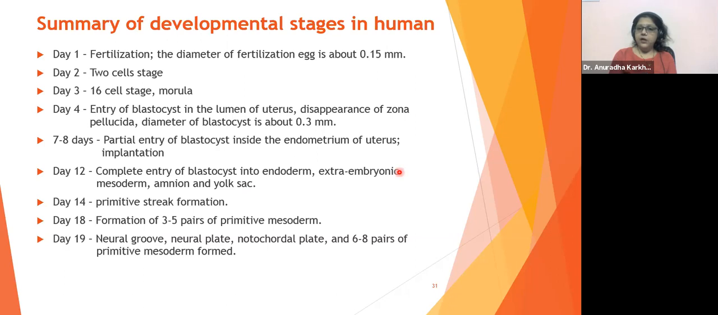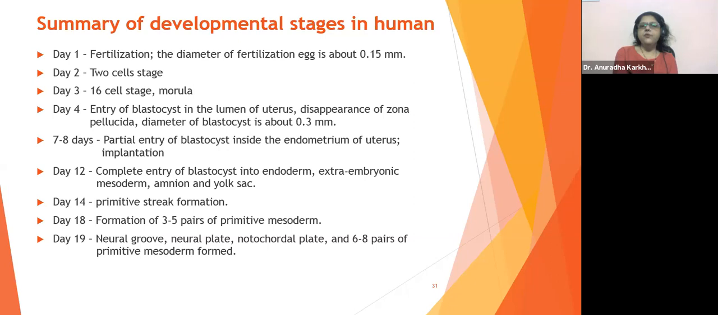That is going to be what? Implantation. Disappearance of zona pellucida. Diameter of blastocyst is about 0.3 mm. 7 to 8 days, partial entry of blastocyst inside the endometrium of the uterus, which is actual true implantation. Day 12, complete entry of the blastocyst into the endometrium. Extraembryonic mesoderm, amnion and yolk sac formation takes place. Day 14, primitive streak formation.